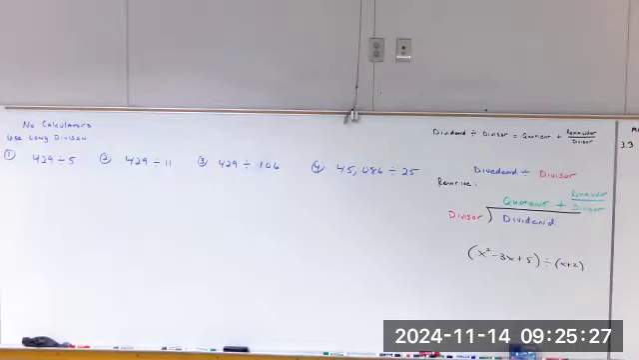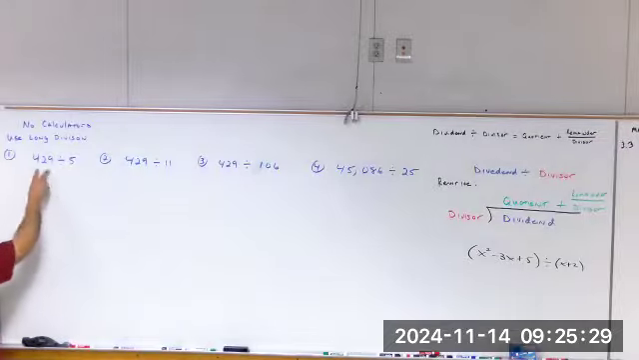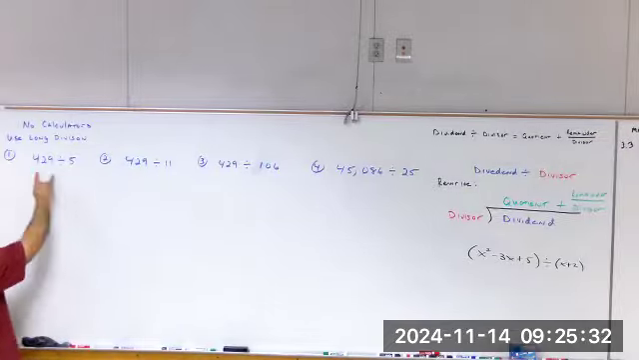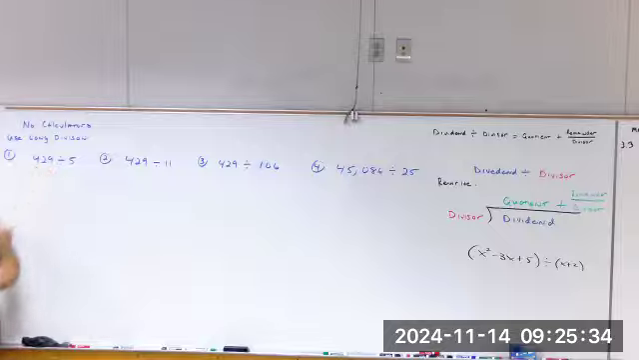So 429 divided by 5. I wrote it down over there. This number is the dividend. That's what's getting divided.